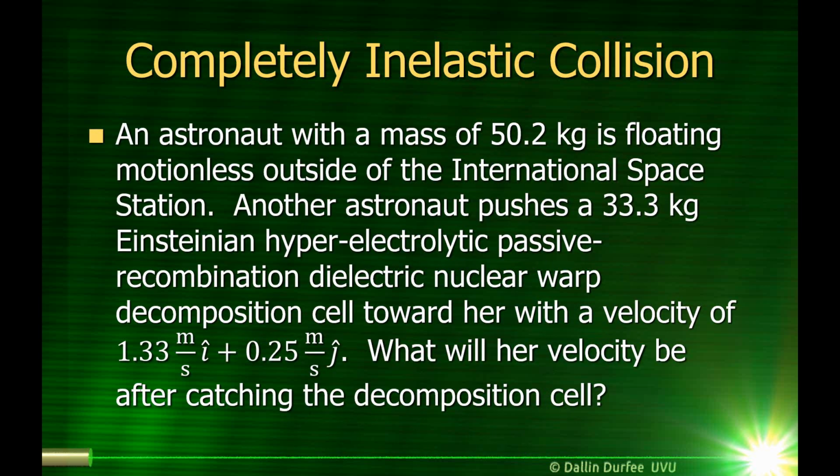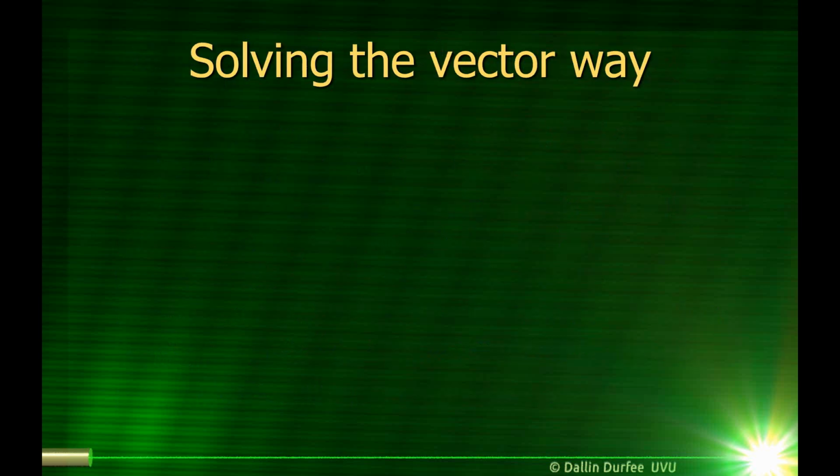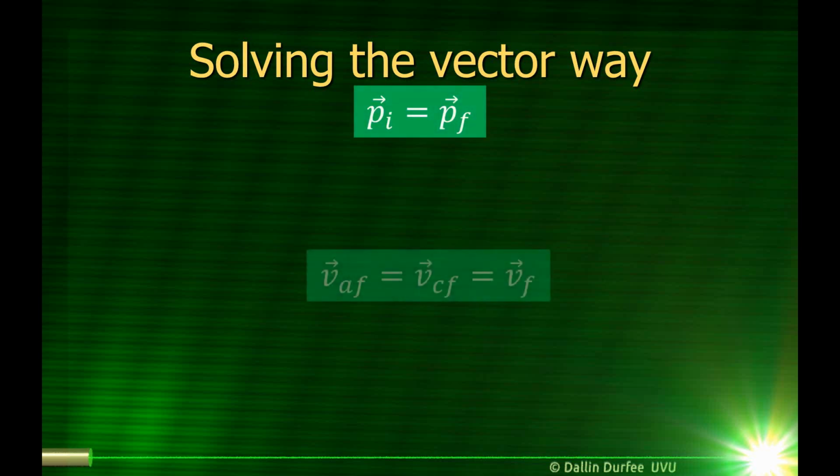So here's an example. An astronaut with a mass of 50 kilograms is floating motionless outside of the International Space Station. Another astronaut pushes a 33.3 kilogram Einsteinian hyper-electrolytic passive recombination dielectric nuclear warp decomposition cell toward her with a velocity of 1.33 meters per second in the x direction plus 0.25 meters per second in the y direction. What will her velocity be after catching the decomposition cell? Well, solve this the vector way. The initial momentum equals the final momentum, and the two final velocities are the same.